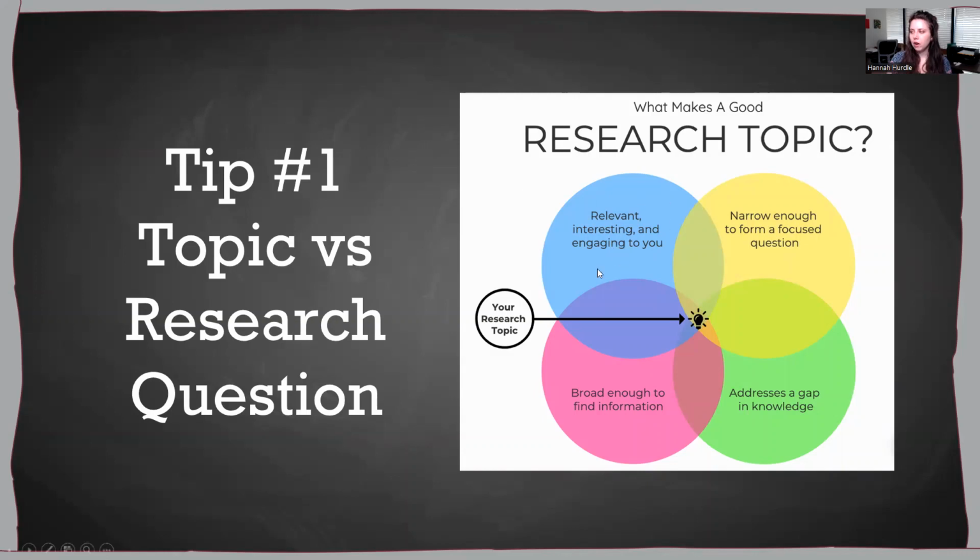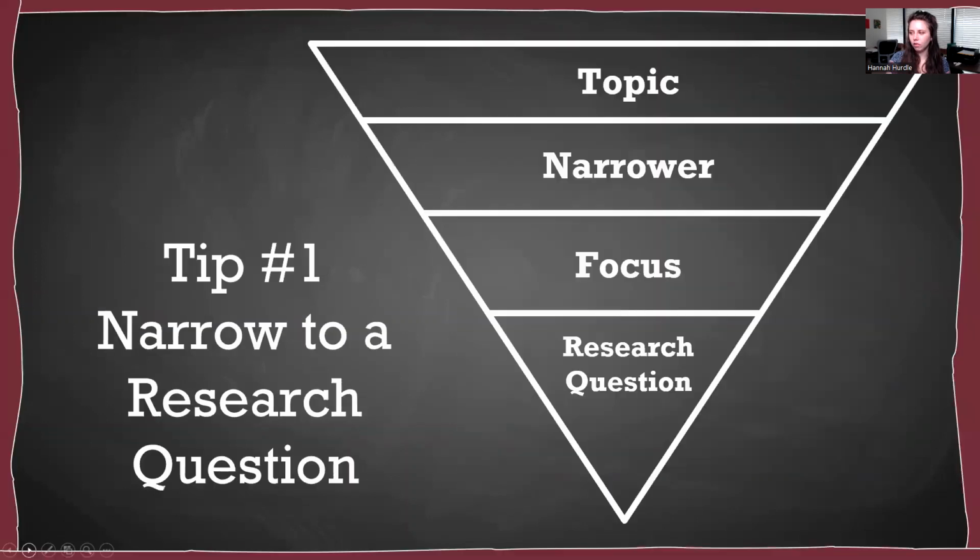Students are pretty good with this blue circle and the pink circle. So finding something that's broad, something that interests them, but they seem to struggle the most with something that addresses the gap in the knowledge and then narrowing that down. Especially freshmen and sophomores, but even some juniors and seniors we've worked with sometimes have this issue. So we take students through how to go from a topic, narrow it, focus it down into that research question.